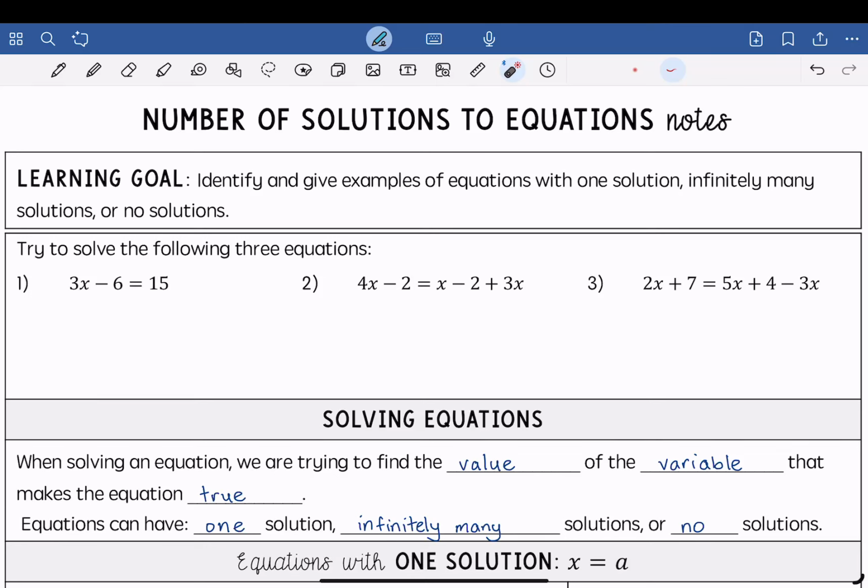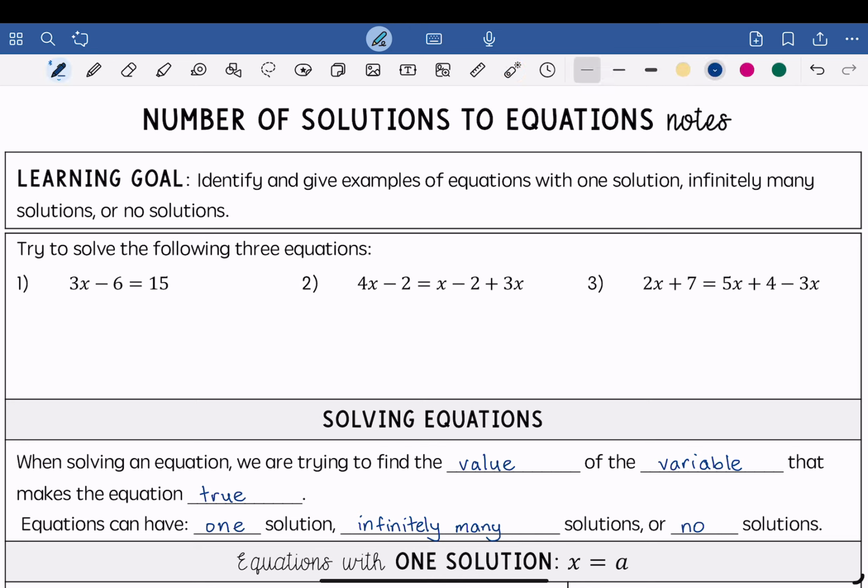Number of solutions to equations notes. The learning goal is to identify and give examples of equations with one solution, infinitely many solutions, or no solutions. So try to solve the following three equations.